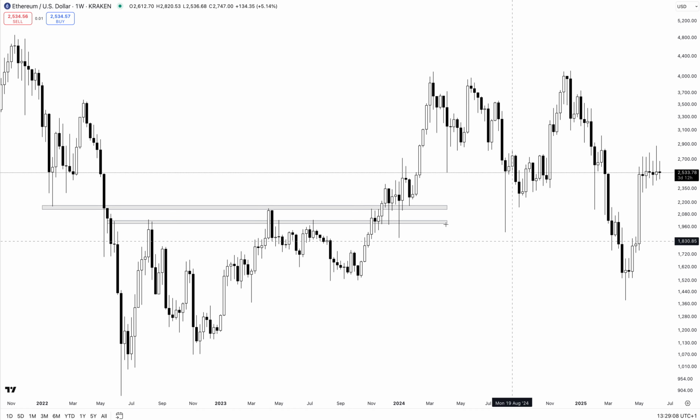And it's important for two reasons. One, it gives me an entry where I can feel confident that price is likely to push up. Secondly, it allows me to manage my risk.